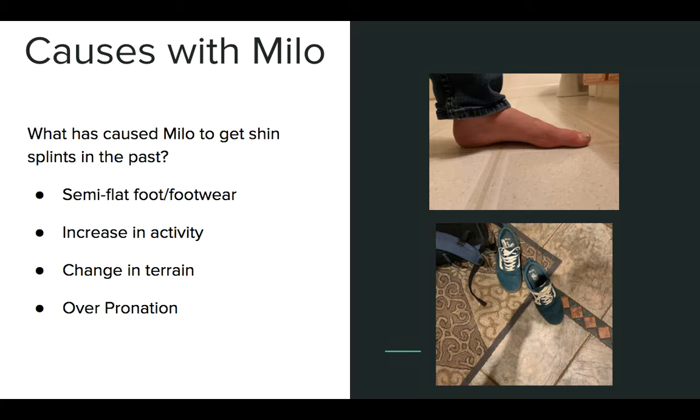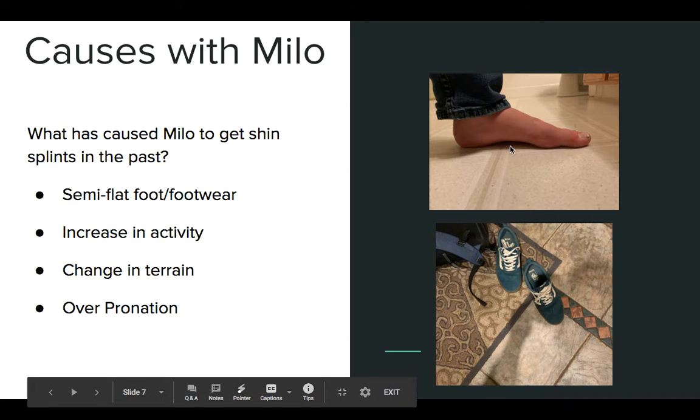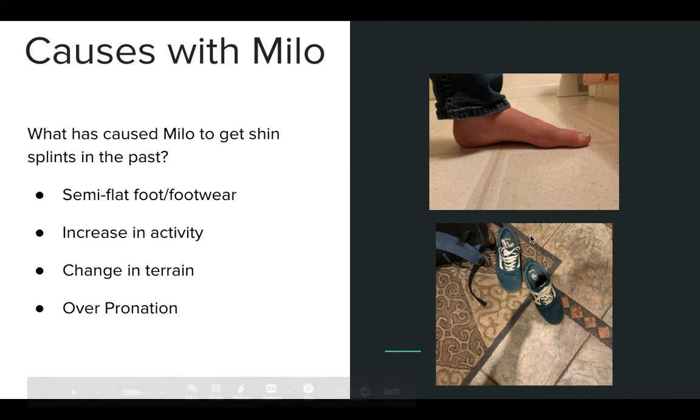Causes for Milo. What has caused Milo to get shin splints in the past? Some main reasons are basically just his semi-flat foot. As you can see in this top photo here, his arch is very low to the ground, as well as his footwear. These are the shoes he wears on a daily basis, Vans. He has no insoles in them, and they're very poor shoes for running because they can cause pronation, which then leads to shin splints.